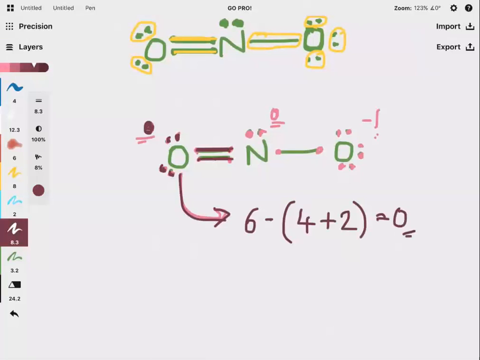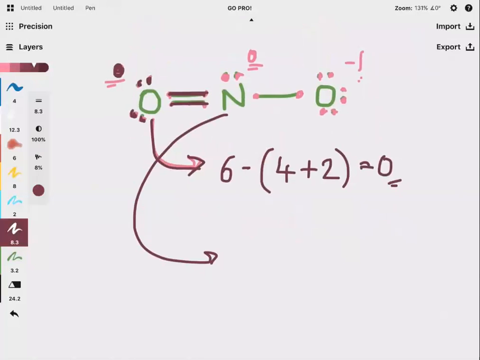What about this nitrogen? What is its valence number when it's a neutral atom? 5, because it's a group 5 atom. Minus how many dots around it? 1, 2, so there's 2. How many lines around it? 1, 2, 3. 2 plus 3 is 5. 5 minus 5 is 0. Its formal charge had better have been 0, and it was.